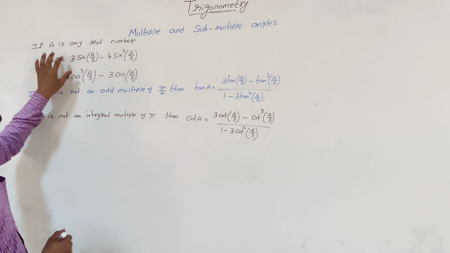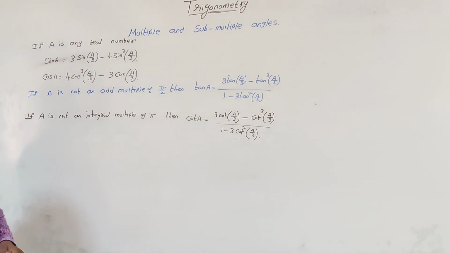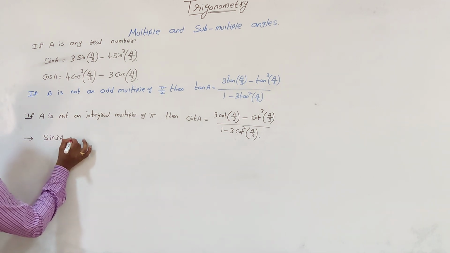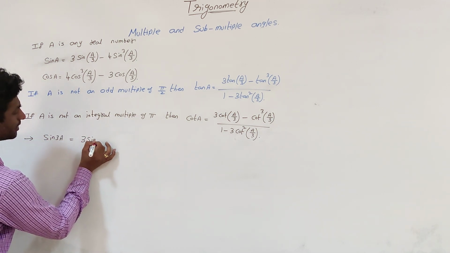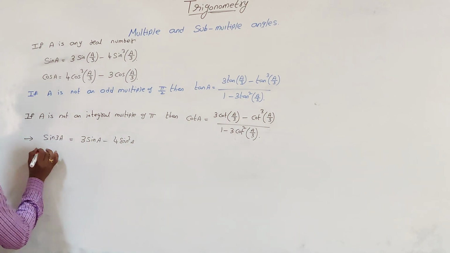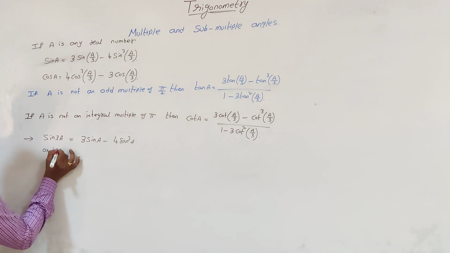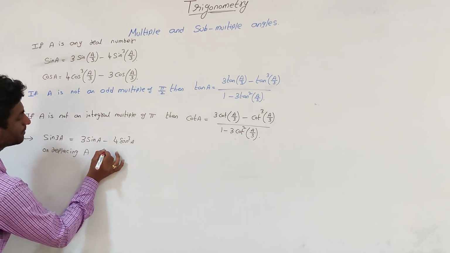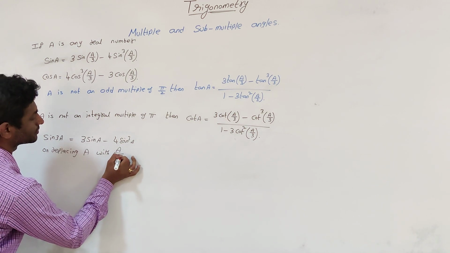See, sin 3a, what do we know? Since sin 3a is 3 sin a minus 4 sin cube a. On replacing a with a by 3, what happens?